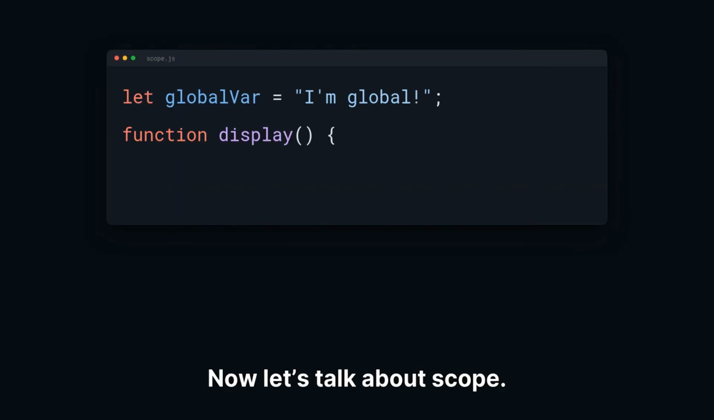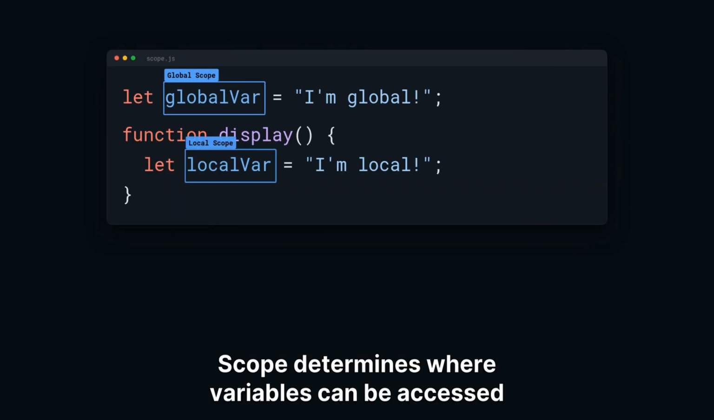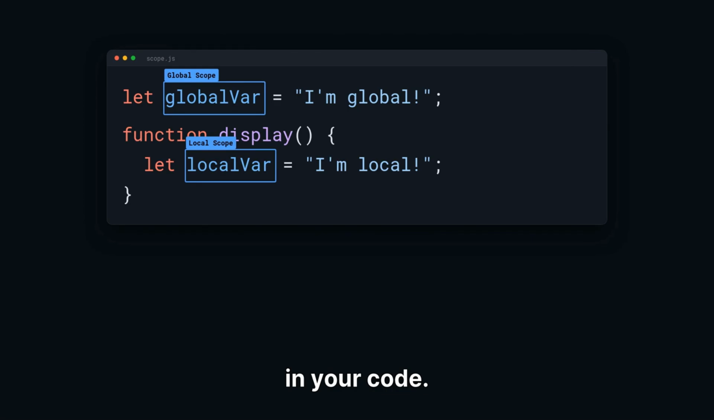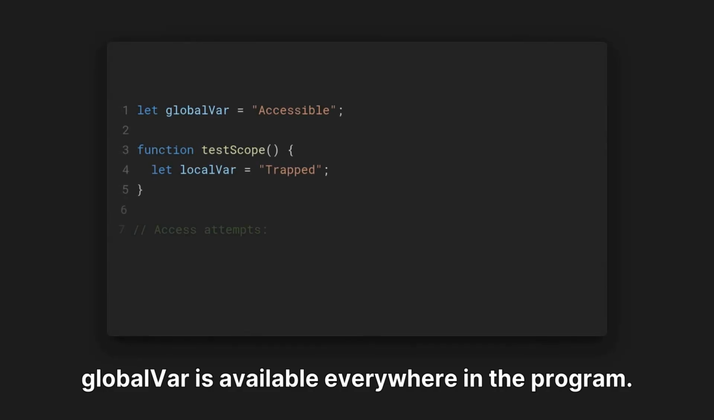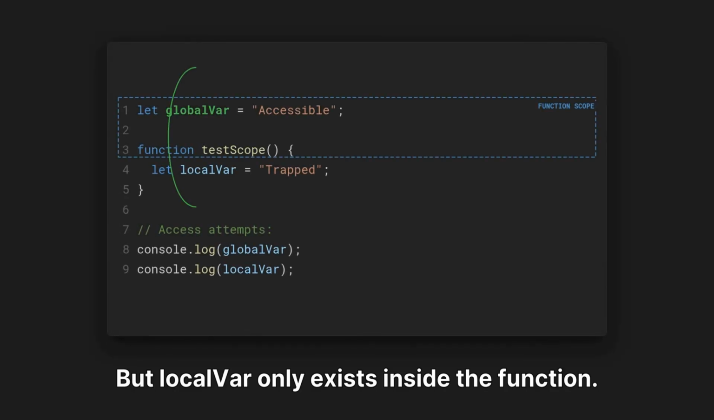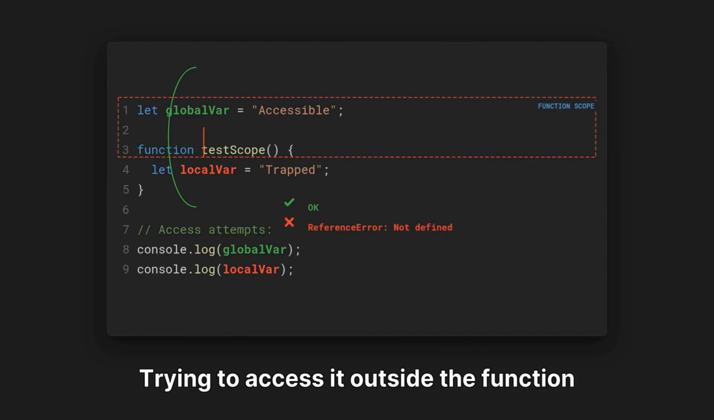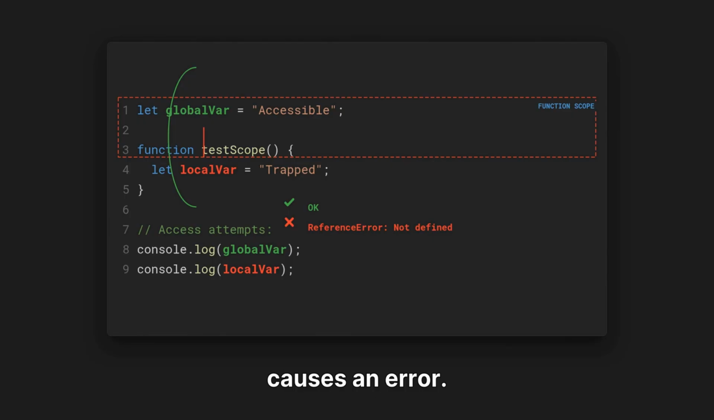Now let's talk about scope. Scope determines where variables can be accessed in your code. Global var is available everywhere in the program, but local var only exists inside the function. Trying to access it outside the function causes an error.